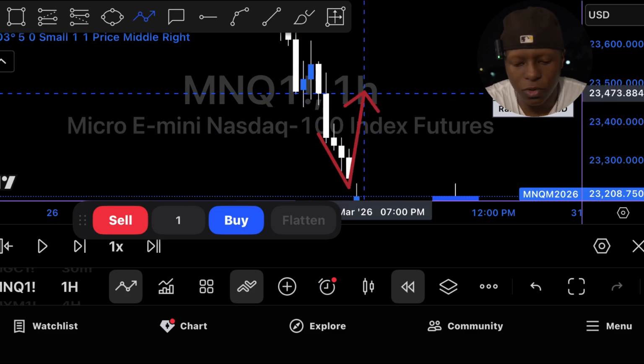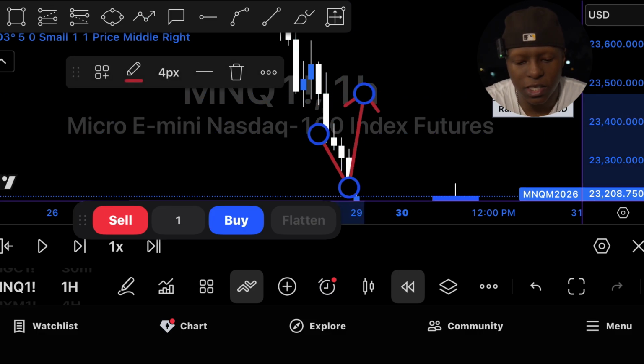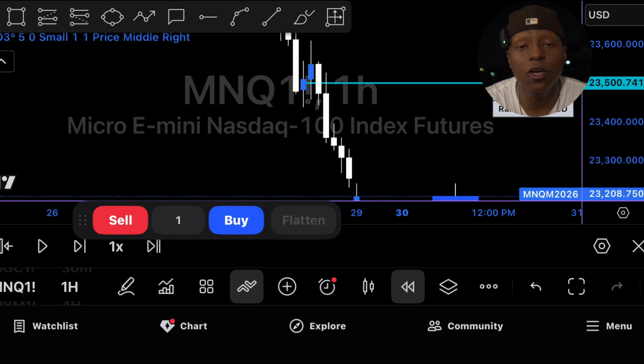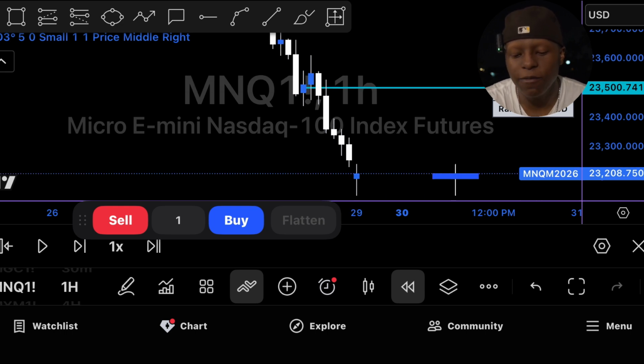And like I said, I like to use solid whole numbers. So the area that I was actually anticipating price to tap into was that 23,500. Now, this is not to say that price couldn't go up. This is just saying that if price wants to go down, it would likely go down from here.